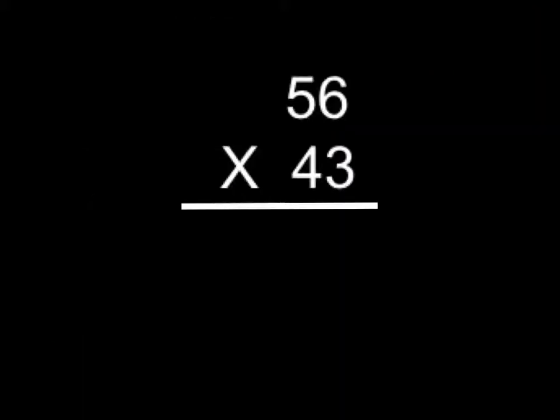In our traditional method, we begin in the ones place at the bottom factor. 3 times 6 is 18. So we place the 8 in the ones column and regroup the 10 into the tens place. The next step we multiply is 3 times 5, which is 15, plus 1 gives us 16. We regroup that 10 tens into the hundreds place. There's nothing else to add or multiply, so we drop it down.